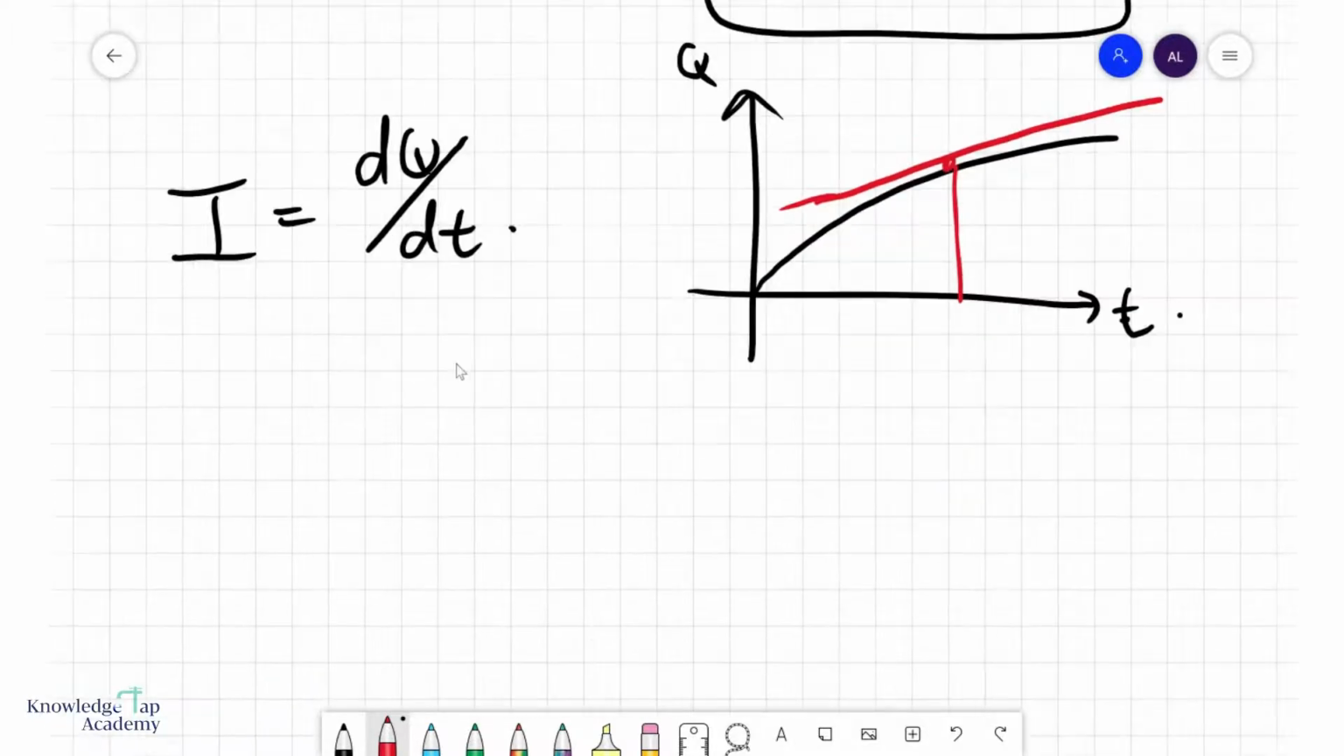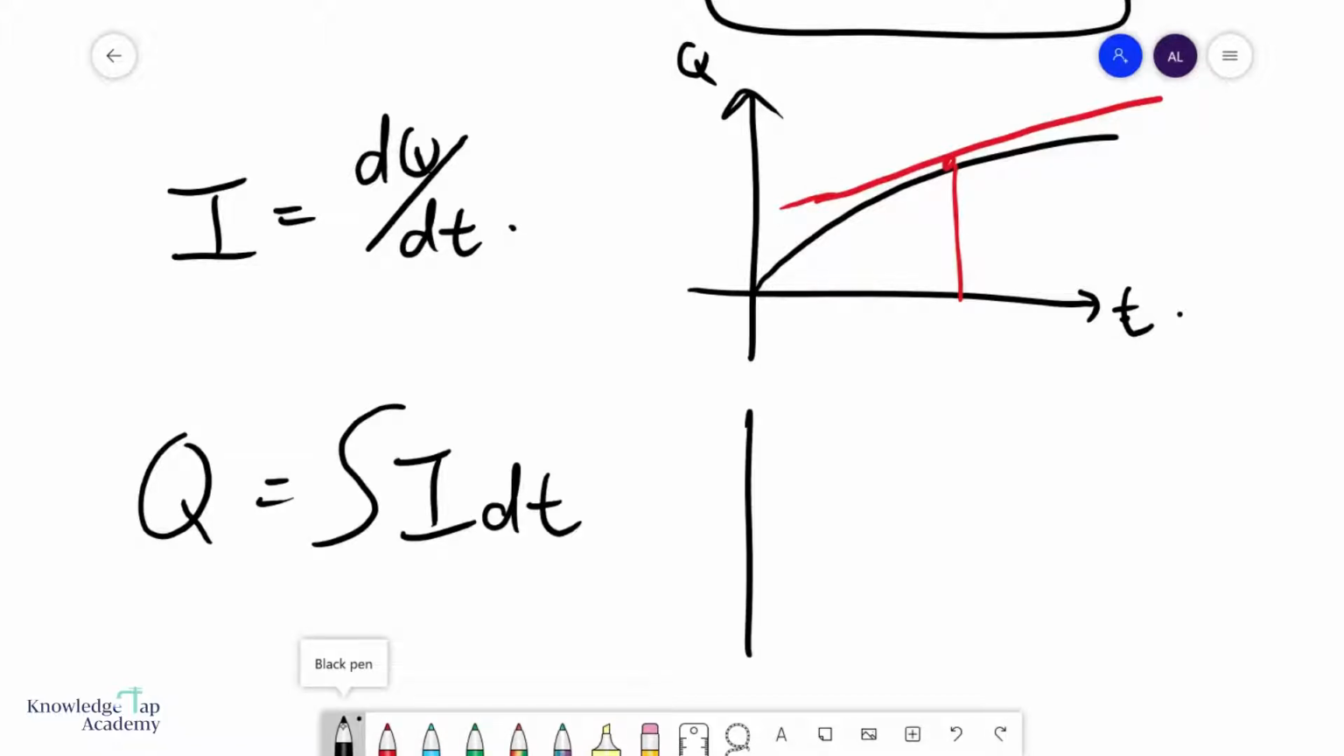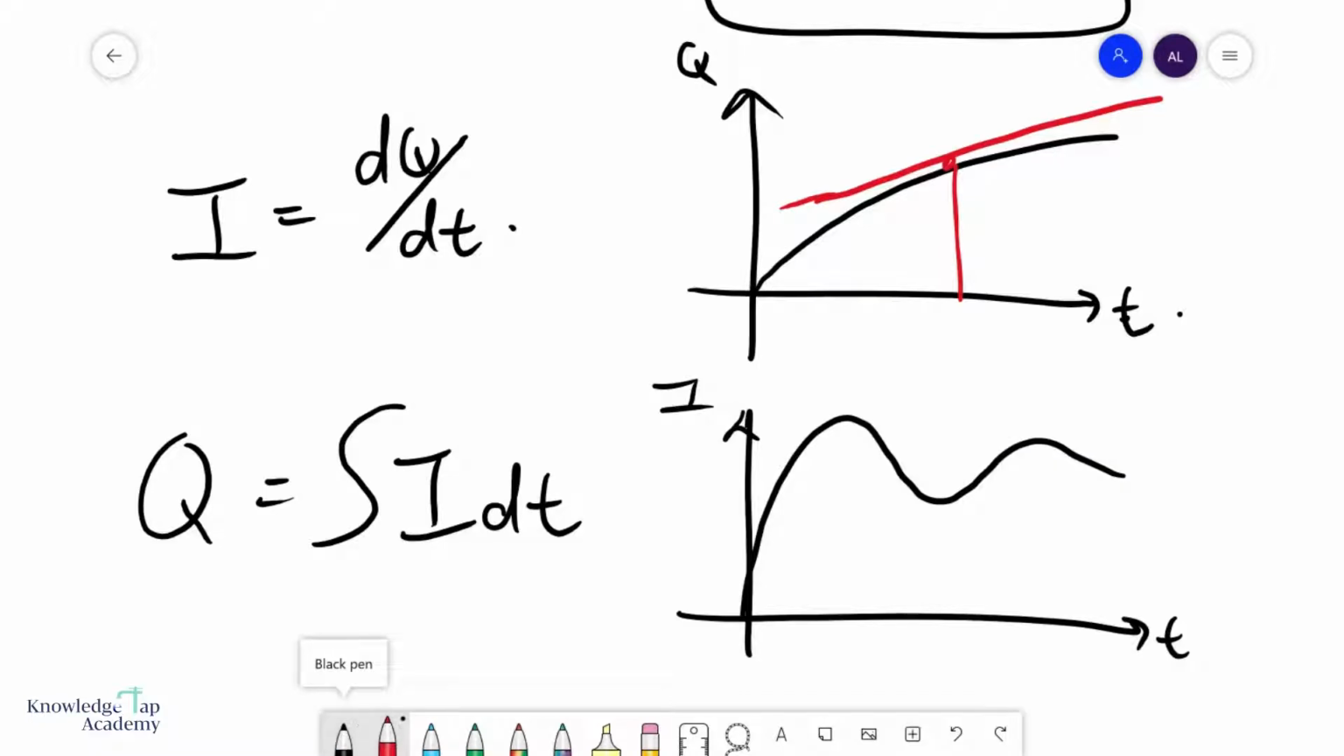And of course, if I think of the total charge accumulated because of a varying current, then I can write it as Q equals to integrate I dt, in which case again, right, if I give you an I-t graph, it looks like that. Okay, the total charge accumulated between any 2 points of time is the area under the curve.